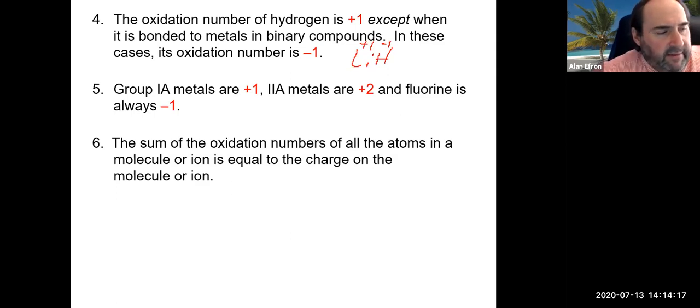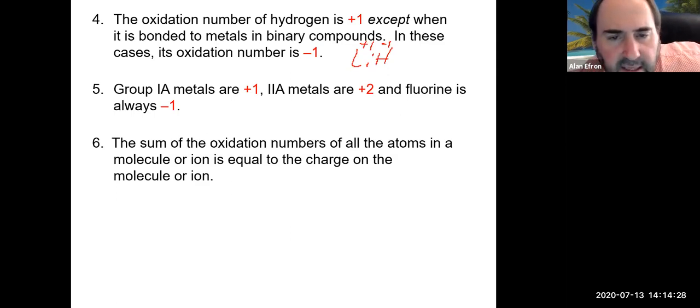Everybody in group 1 is going to be +1 in terms of their oxidation state. Everybody in group 2 will be +2. Fluorine will always be -1. Now, when you add up all the oxidation numbers, they do need to equal the overall charge that you have on the molecule or ion.